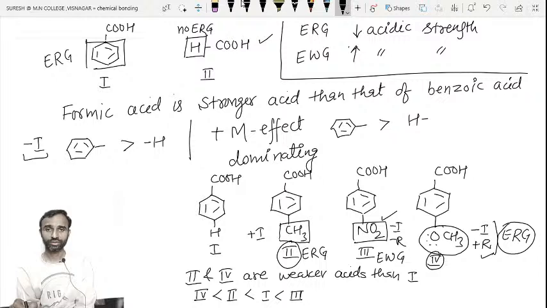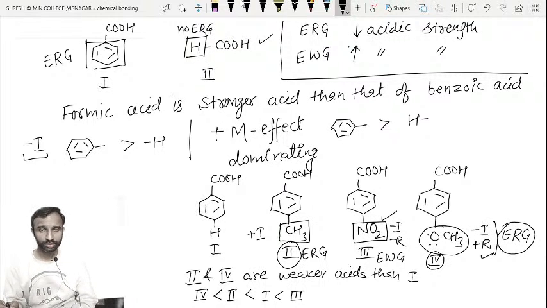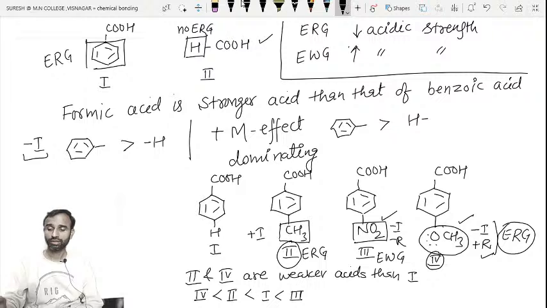Did you get it? Any doubt? Just tell me, fourth, second, first, third. Is it right? Most acidic is the third, and least acidic is paramethoxy benzoic acid, because paramethoxy has more electron releasing effect.